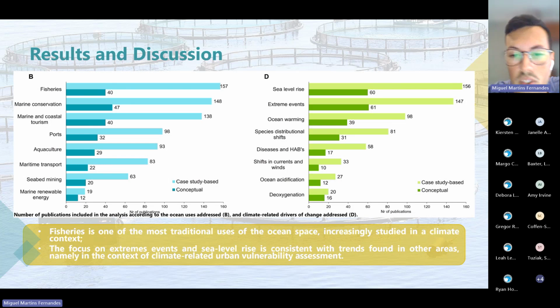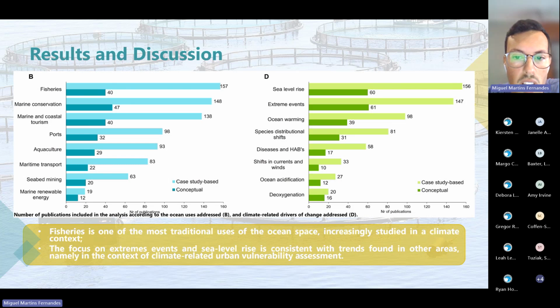But then one interesting thing that we noted is that ocean acidification and deoxygenation are not so referred, and these two, together with ocean warming, are known as the deadly trio. So they have a lot of impacts on different species around the world and different habitats, but here are not so referred.